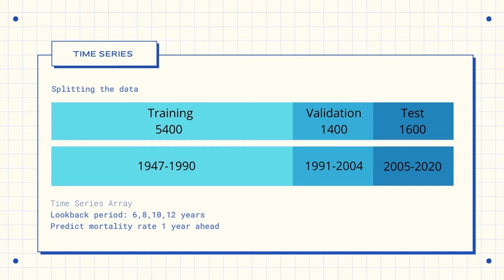In order to follow a workflow structure, the models will be fitted using the training data, evaluated on the validation data, where the computed validation loss will determine the best performing model, which will then be used in the test data. For the model fittings, we will use a range of look-back periods to predict the mortality rate 1 year ahead.